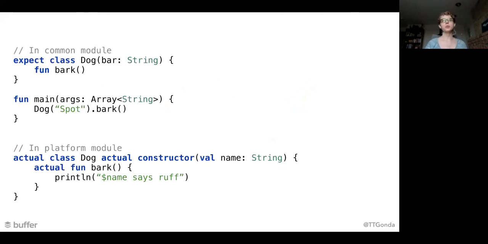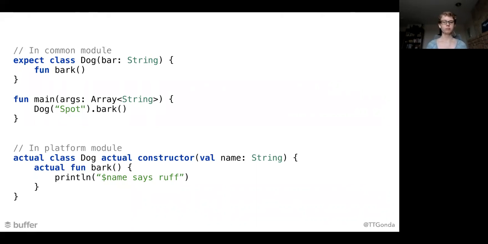How we define that interface between the two, if there's code in the platform-specific modules, is in the common module. If we expect something to be in the platform modules, we use the keyword expect. So here we're saying in the common module that in the platform modules, we expect there to be a dog implementation with a function bark. So that in our main function here, we can create a dog, we're gonna name him Spot, and he's gonna bark.